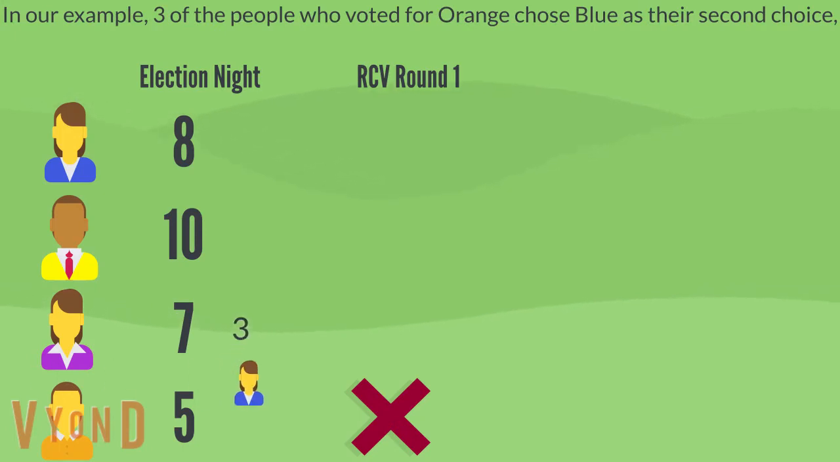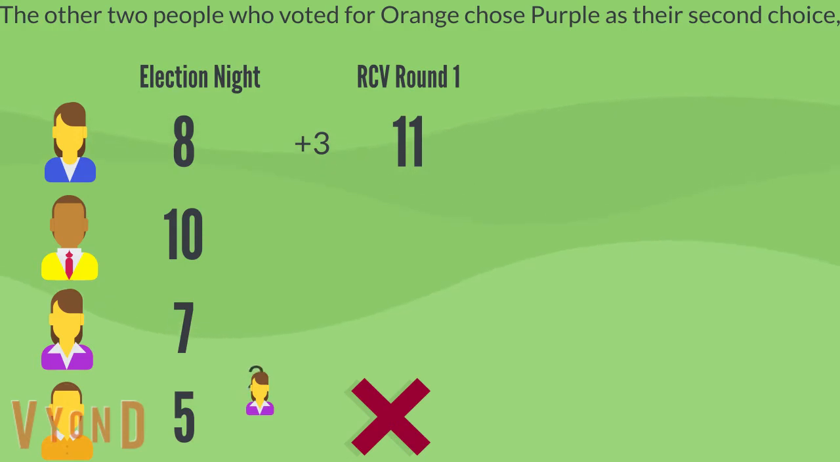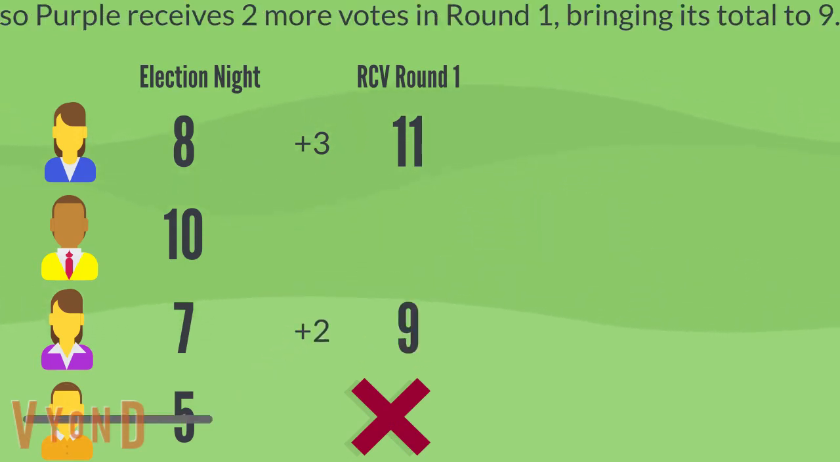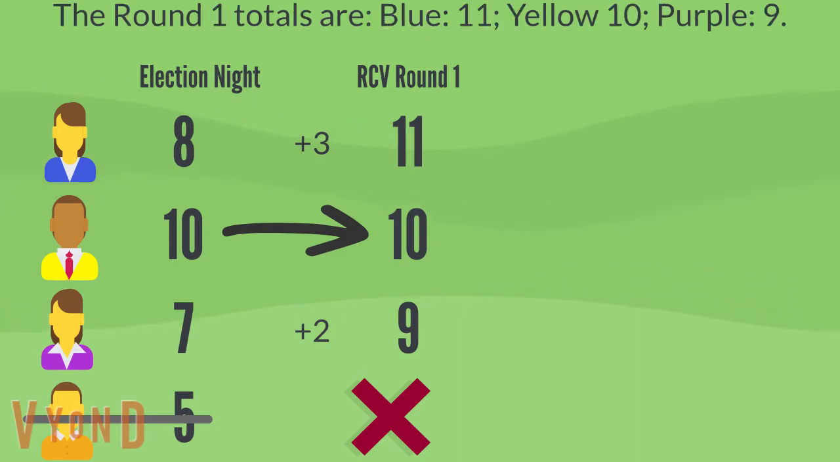In our example, 3 of the people who voted for orange chose blue as their second choice. So blue receives 3 more votes in round 1, bringing its total to 11. The other 2 people who voted for orange chose purple as their second choice, so purple receives 2 more votes in round 1, bringing its total to 9. Yellow's votes are also moved into this round. The round 1 totals are blue 11, yellow 10, purple 9.